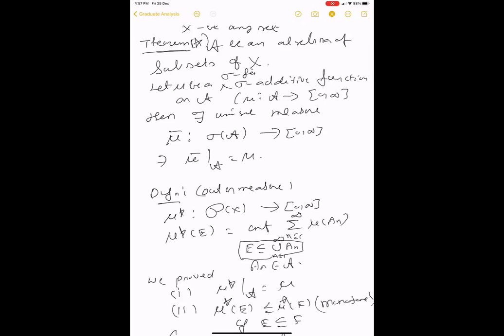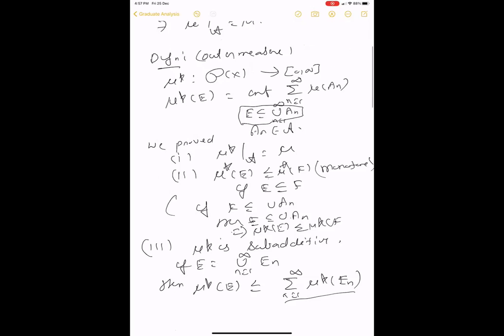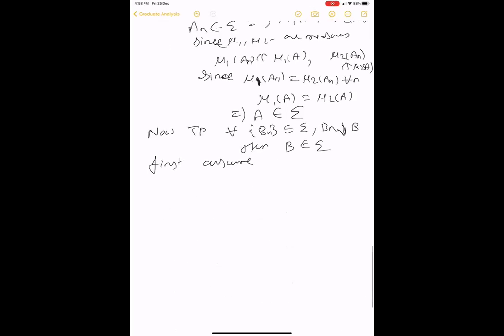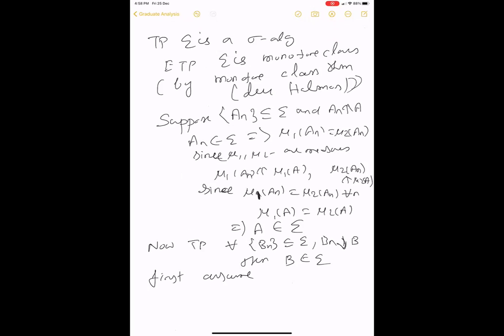I will define what is sigma finite. We defined sigma finite in the very first class, if you remember. In the course of this proof, I will recall what is sigma finite. So to prove the other way, we have proved increasing. Our aim is to prove that the script E, whatever we have defined, is a sigma algebra. To prove that, it is enough to prove it's a monotone class. So we want to prove that it is closed under increasing union and decreasing intersection. We have proved it's closed under increasing union. We want to prove it's closed under decreasing intersection.